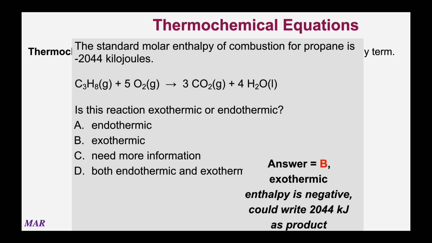All right. And if you wanted to, because it's an exothermic reaction, you could write plus 2044 kilojoules right there, all right? And that would be another way to express that negative delta H. And sometimes one way is easier than another. It's just another tool for your arsenal of chemical things to do.